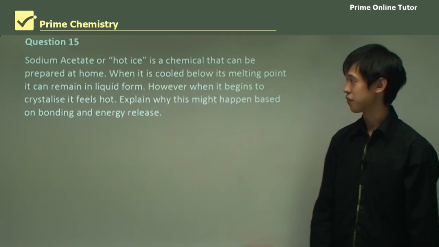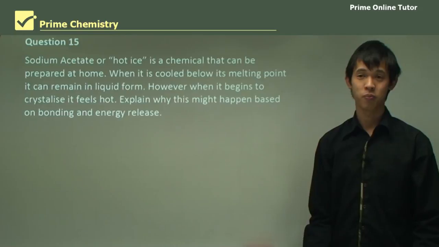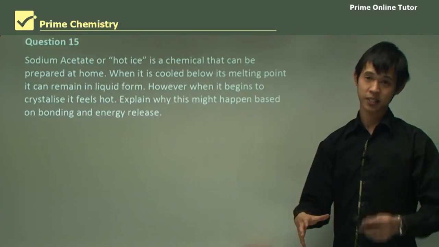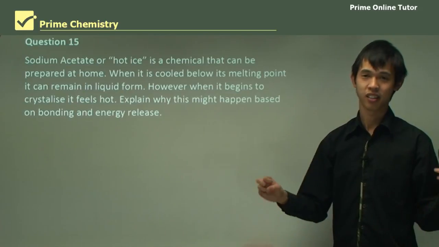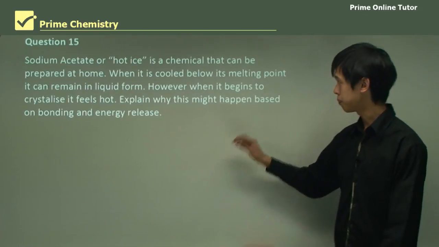So last question, question 15. Sodium acetate or hot ice is a chemical that can be prepared at home. So this is quite a safe thing to make at home. Just mix vinegar and baking soda, but not really rapidly, otherwise you'll get the science project volcano situation going. Just a little bit at a time.